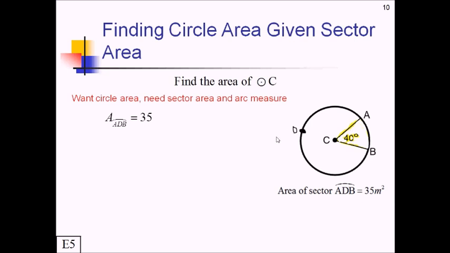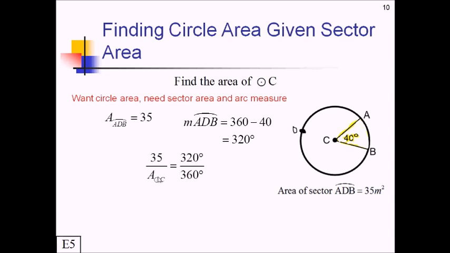Hold on, not so fast. This is the arc that goes with the minor sector. But they didn't give us the minor sector. They gave us the major sector, this whole thing. So we actually need the arc for this major part here. That's going to be 360 minus 40, which is 320 degrees. So be careful. Make sure that whatever area you have in your proportion, you've got the same corresponding arc for that. So then we'll have 35 over the area of the circle equals 320 over 360.